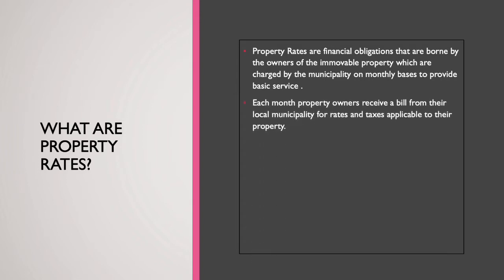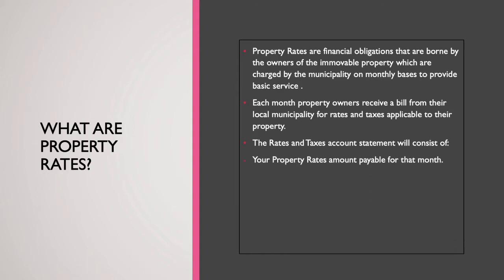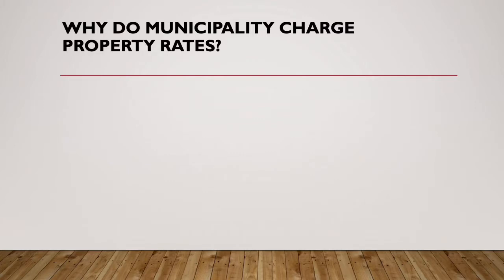Each month, property owners receive a bill from their local municipality for rates and taxes applicable to their property. The rates and taxes account statement will consist of the following: your property rates amount payable for that month, your water consumption, your refuse charge, and your sewage charge.